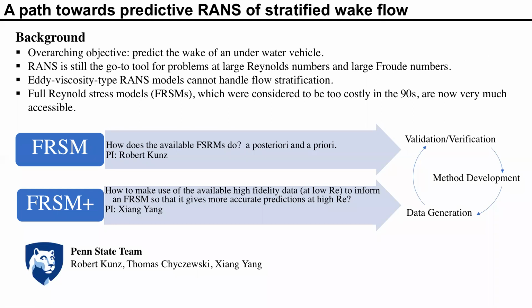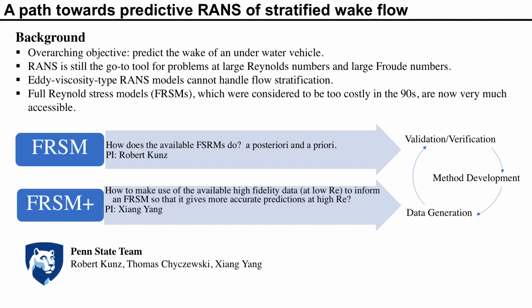RANS is still the go-to tool for problems at large Reynolds numbers and large Richardson numbers. However, eddy viscosity type RANS models cannot handle stratification. That leads us to four-Reynolds stress models. FRSMs were considered to be too costly in the 90s, but now are very much accessible. Rob's efforts focus on answering the following question: how do available FRSMs do?